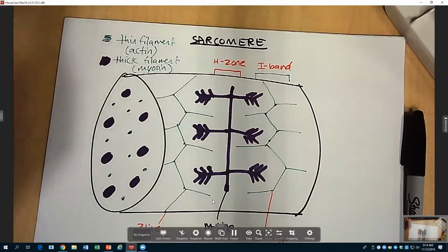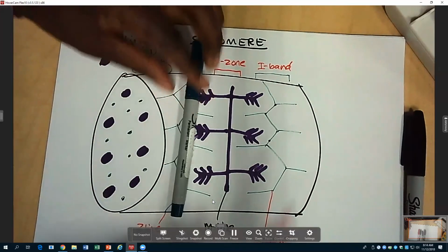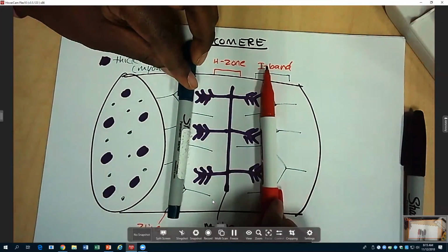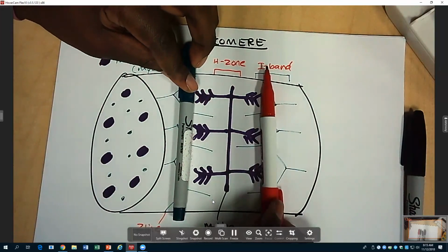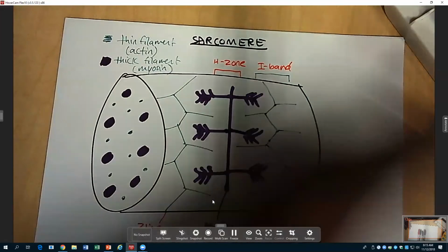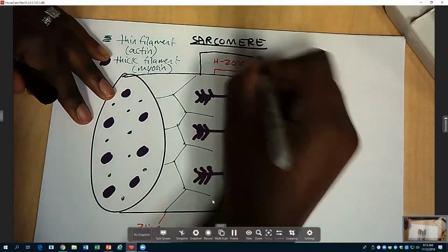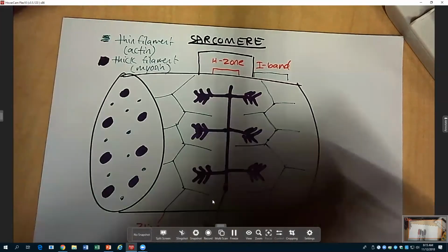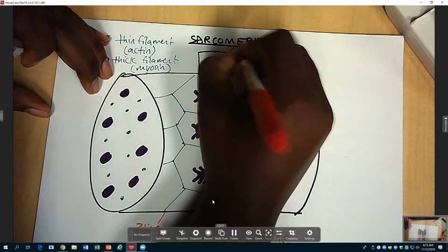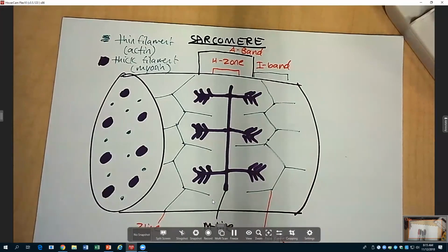Now there's one more area that we're going to label, and that is where actin and myosin actually do overlap, right? So actin and myosin do overlap across the I band. I'm sorry, the A band. Let me draw this just above here. And that is the A band. Okay.